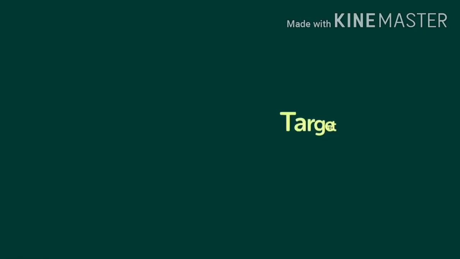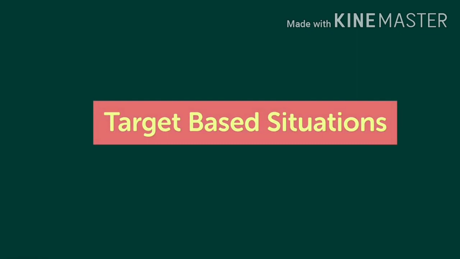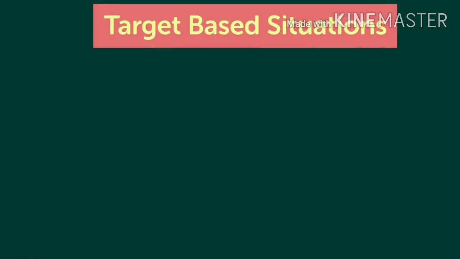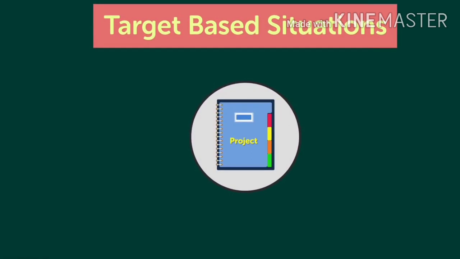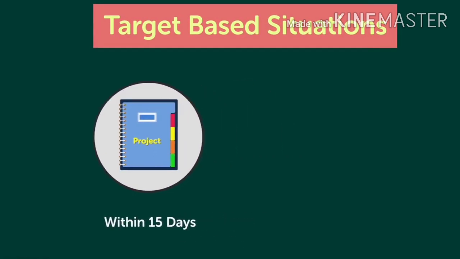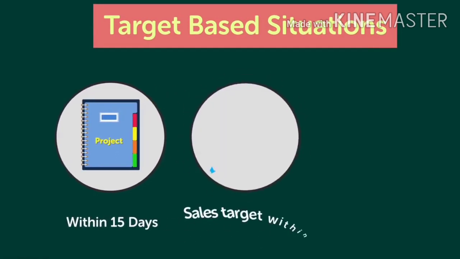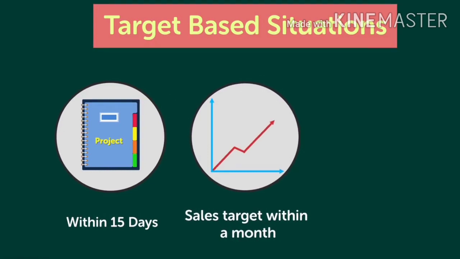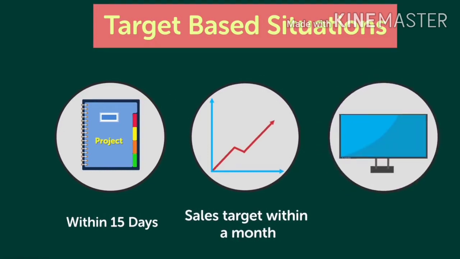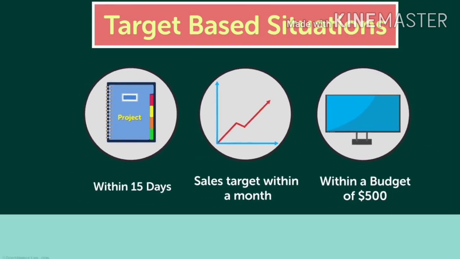We all come across many target-based situations in our day-to-day life. Can you think of any? Say a student has to complete a project in 15 days, or a salesperson has to achieve a sales target within a month. Another person has to buy an electronic gadget within a budget of $500. Go through these situations and try to find out the main objective to be achieved by each person individually.